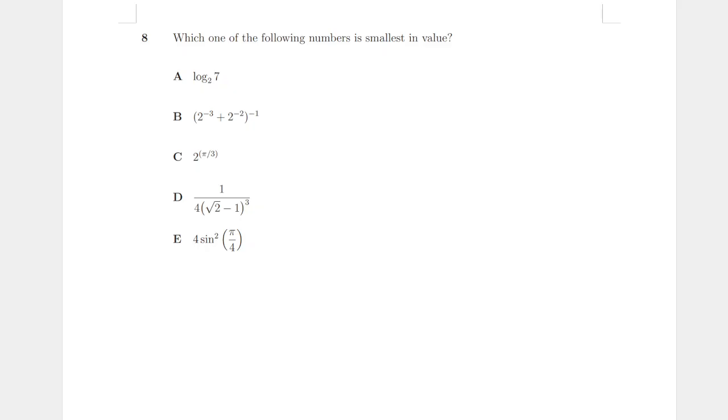So we know 2 squared is 4, right? But then 2 cubed is 8, so log base 2 of 7 is between those, right? So 7 is closer to 8, so you would expect this to be between 2 and 3, but closer to 3. Yeah, because 7 is closer to 8. So it's closer to 3. Fine. So that's all you know about option A, right?